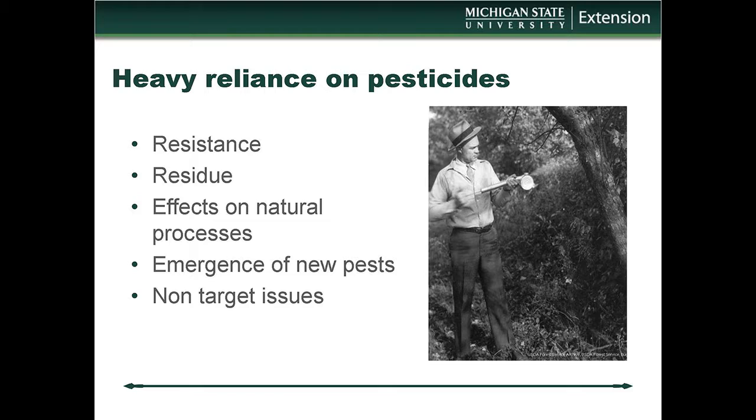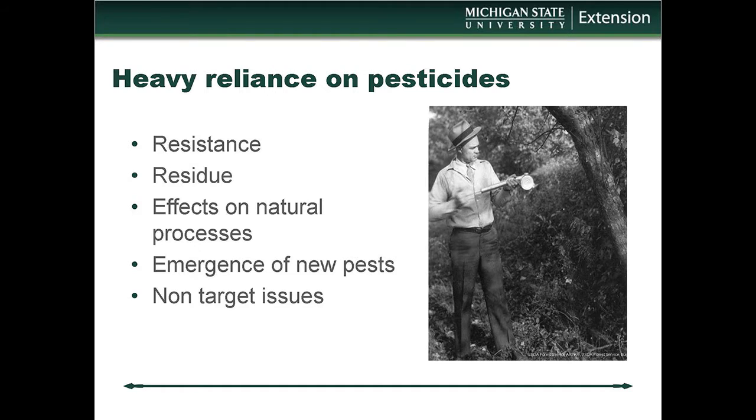And then there were also, of course, non-target issues. That could include things like fish kills, or even some of the work that was done showing the link between DDT and a decline in bird populations because it affected essentially the thickness of the eggshell that was produced from exposed birds.